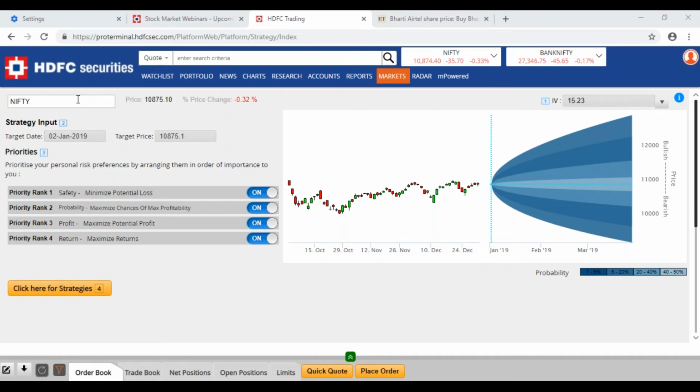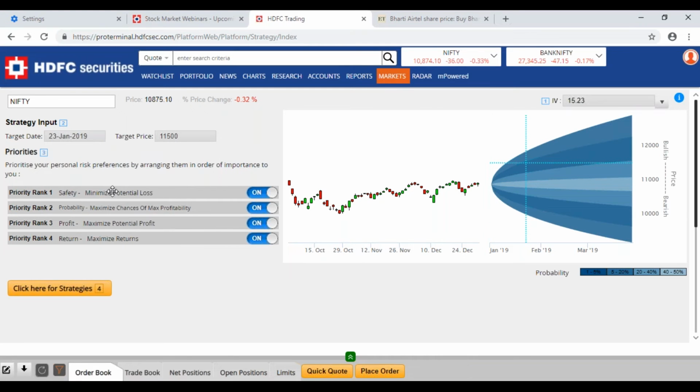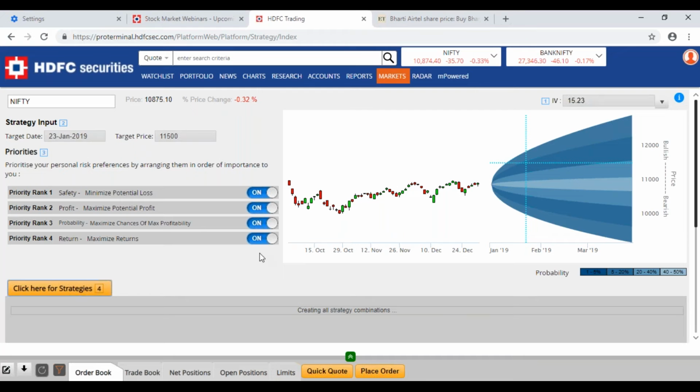If I am bullish on Nifty, I'm saying, okay, this might go to 11,500 and my target is, say for example, by 23rd of Jan. These are the safety parameters. You can maximize and drag them as per your requirement. Say for example, my first priority is to minimize the potential loss, my second priority is to maximize the potential profit. Then I can accordingly drag and drop these filters, and I need to click here for strategies.